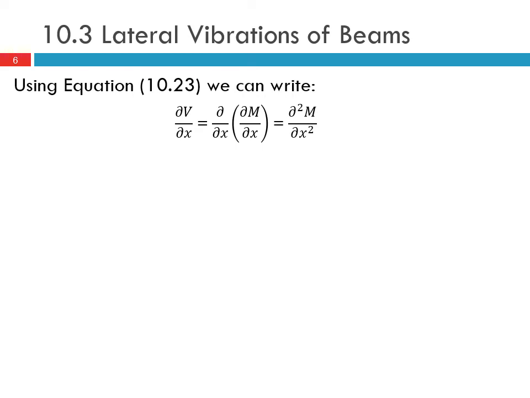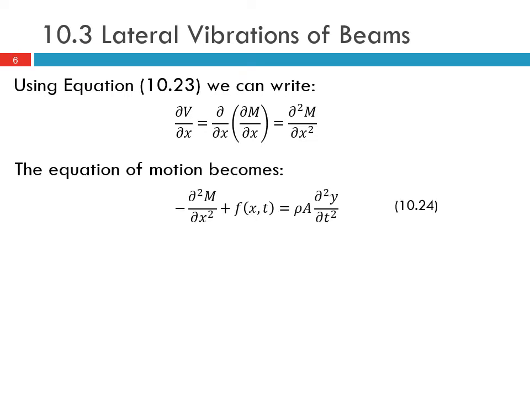So using equation 10.23, which said that partial m by partial x is equal to v of x, we can take the derivative of that and say that partial v by partial x is equal to partial by partial x of partial m by partial x, which is equal to partial 2m by partial x squared. And now we can plug this into our previous expression, and our equation of motion becomes minus partial 2m by partial x squared plus f of x and t is equal to rho a partial 2y by partial t squared.